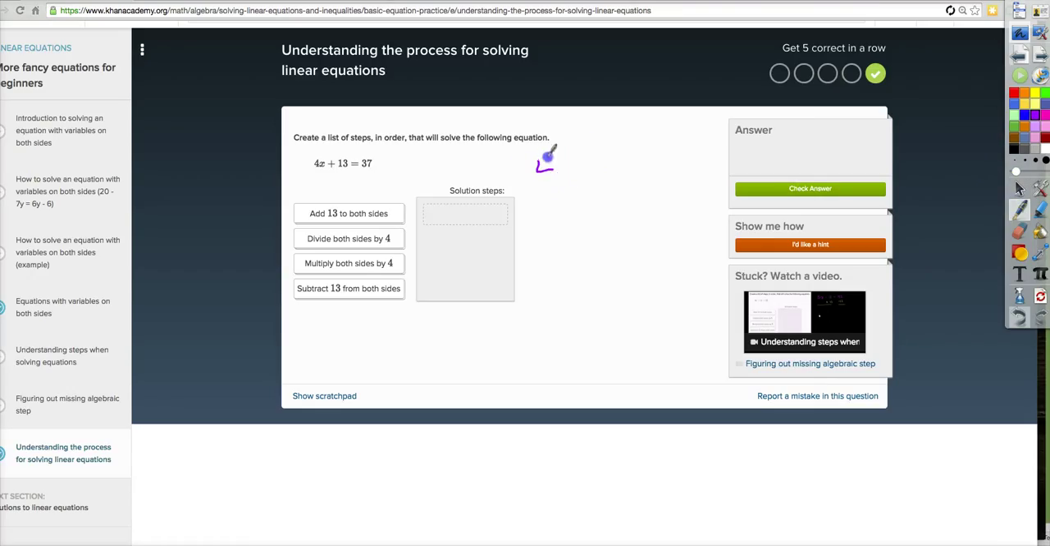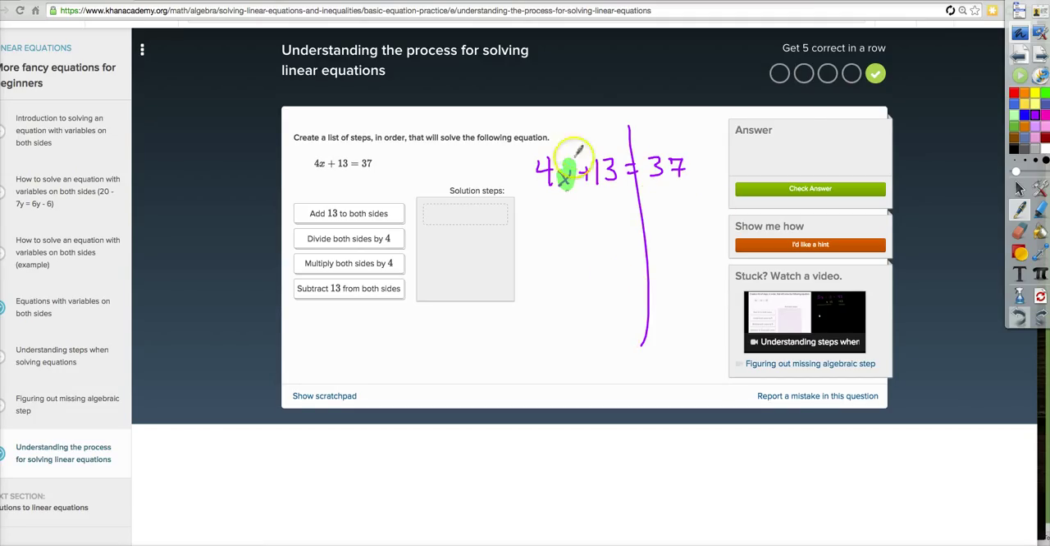4x plus 13 equals 37. I'm going to draw my line because that's how I do. Here's my x. The x wants to be by itself. It needs to get rid of the furthest thing away. Well, 4 is touching it, so that's not the furthest thing away. It's plus 13, the furthest thing away on the same side of the line, I should say.